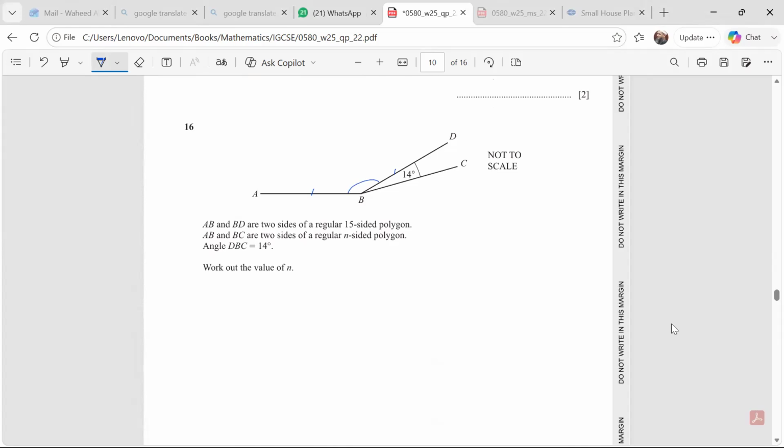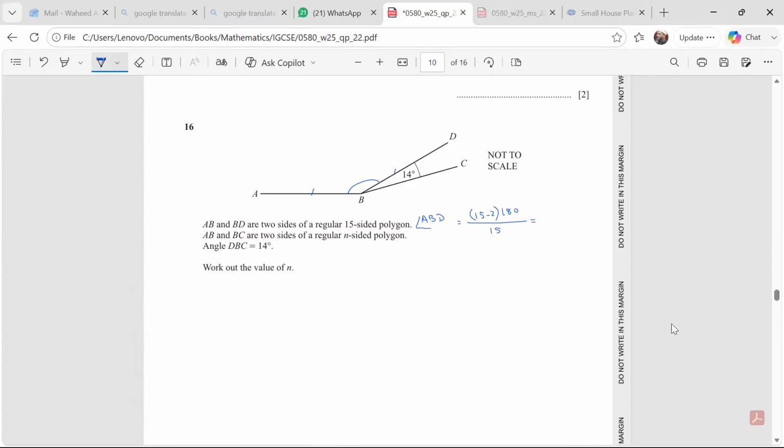If it is a 15-sided polygon, then the total of the angles will be 15 minus 2 times 180. Right? So this is the total of the angles. If I divide this whole thing by 15, it will give me each angle. So this is the measure of the angle ABD.